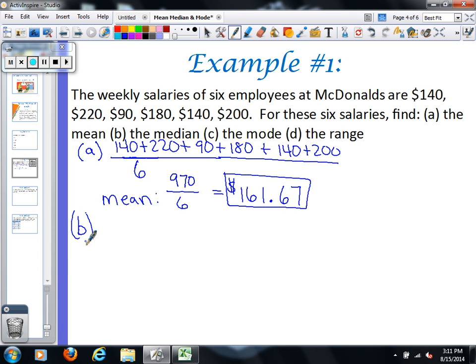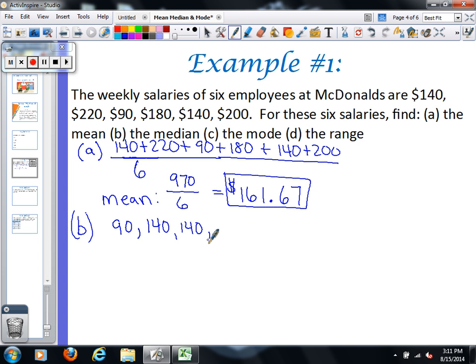So that's the middle. What you do to find the median is put all your numbers in numerical order from smallest to largest. So I'm going to rewrite these as 90, 140, 140.